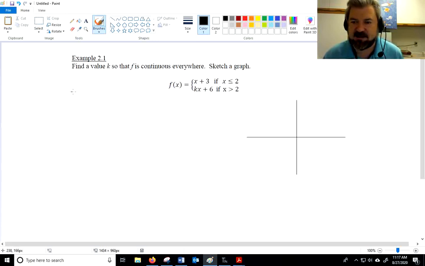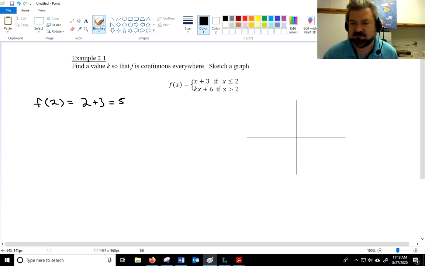Well, I need to have the limit exist. I need to have the function exist. Let's start with the function existing. So f of 2. Well, when x is equal to 2, we use the top branch, and that's exactly what it is when you evaluate a function. You're saying x is exactly 2. So we're going to say 2 plus 3, that is 5. Okay. Now let's make the limit exist. Well, we need the limit to exist, and we need it to also be equal to 5.